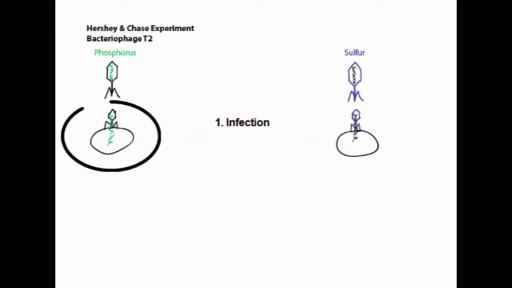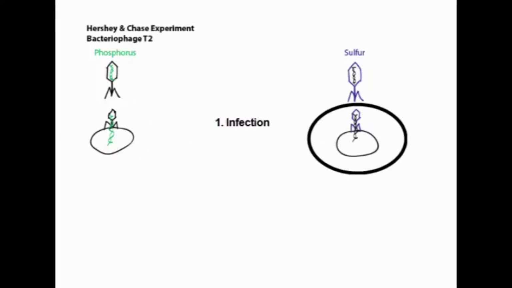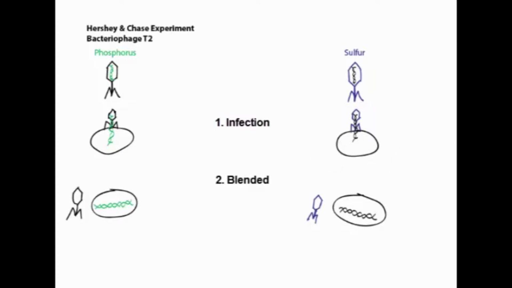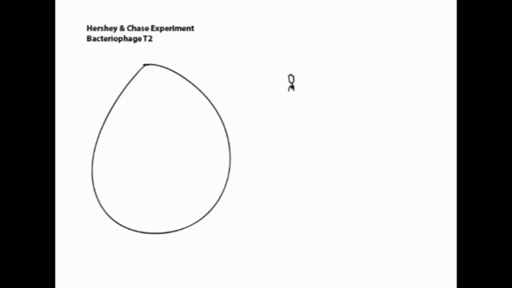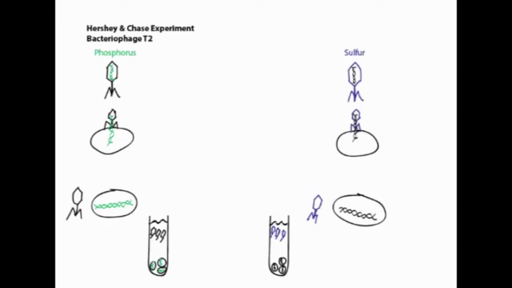One container had only phosphorus-labeled viral DNA, and the other container had only sulfur-labeled viral protein coats. After infection had begun, the cells were placed in a blender in order to separate the bacterial cells from the external protein coats. These drawings so far have not been exactly to scale. In reality, the difference in size between the phages and E. coli would be more like this. This is why, in the centrifuge, the cells settled towards the bottom and the protein coats remained floating in the liquid.